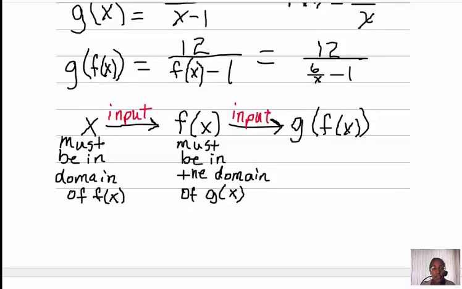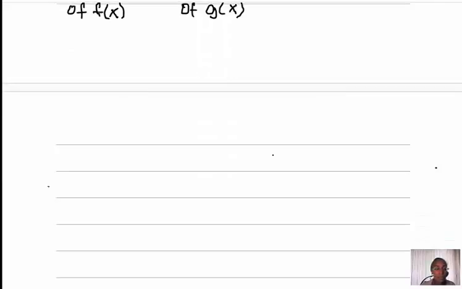So let's look at these two functions. Let's start with the x's that make f make sense. So f of x is 6 over x.